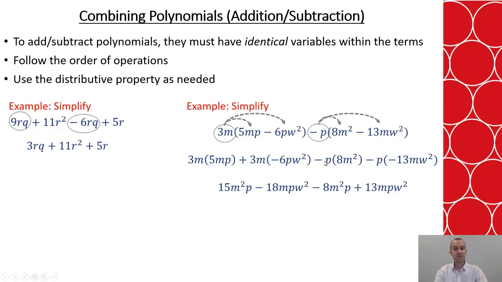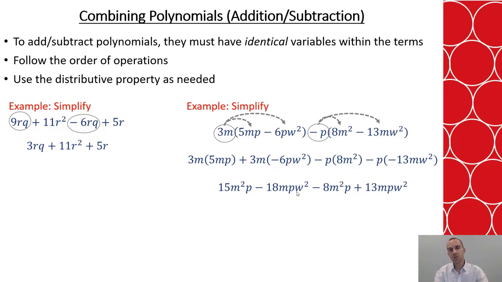Here, negative 1 times 8 gives me the negative 8. And then I've got the m squared and the p. And then the negative times a negative will give me a positive 13 mpw squared. And you may be wondering, why did I put the variables in the order they're in? Was I just trying to make it look nice? No.